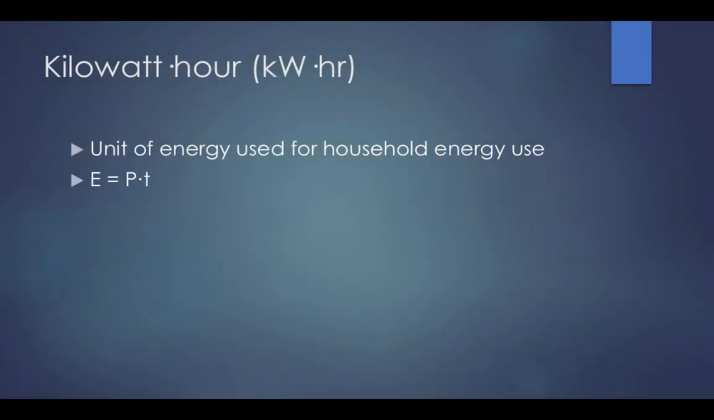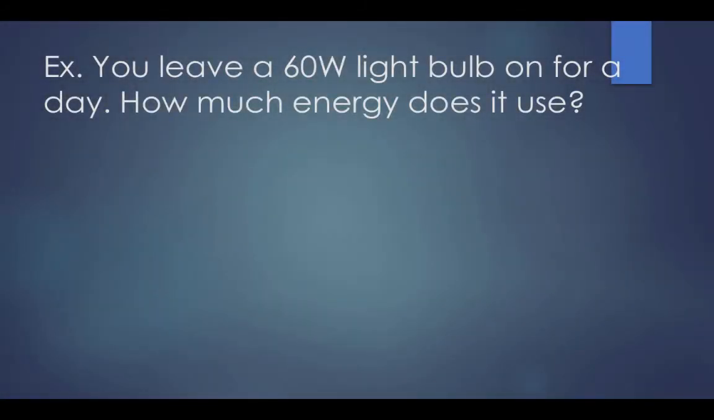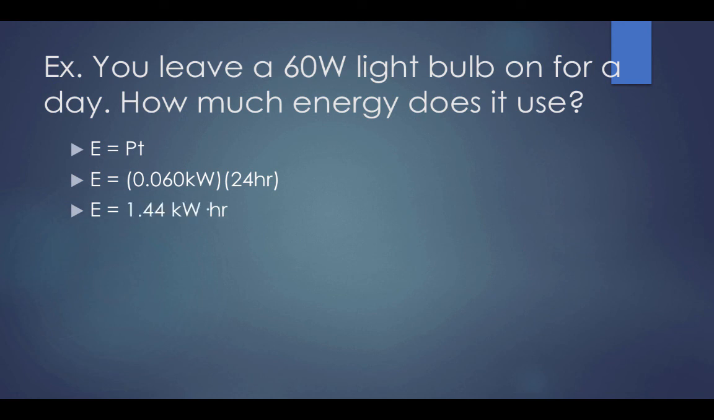Energy equals power times time, but here we use power in kilowatts, thousands of watts, and time is in hours, not seconds. Let's recalculate the 60-watt light bulb's energy use using kilowatt hours. E equals power times time. 60 watts is 0.06 kilowatts times 24 hours. That makes 1.44 kilowatt hours. This equivalent value is much more manageable when it comes to reporting electrical use.